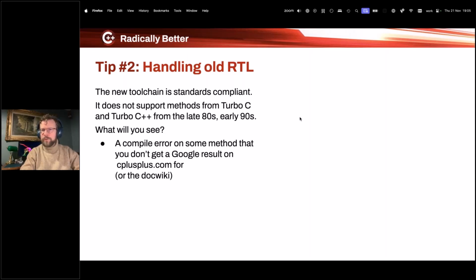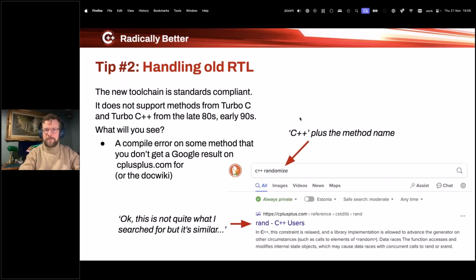So what will you see if you happen to be using one of these? Well, you'll see a compile error on some method. And when you try to Google for it, you probably won't find very much because they date back 30 years. Here's an example. A method called randomize, which dates from, I think, Turbo C. Google for it with the term C++, and you won't find it, at least not in the top results, but you'll find something similar.